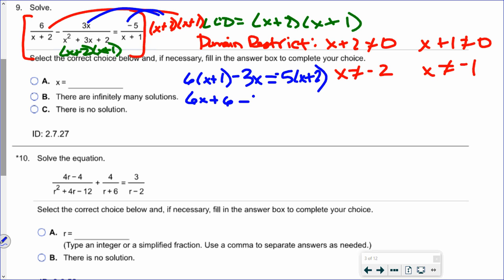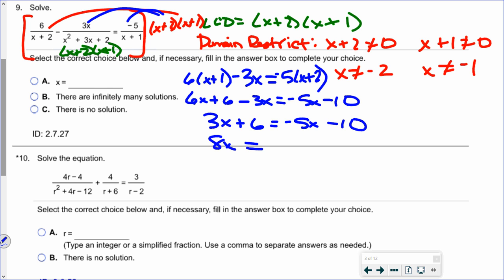6x plus 6 minus 3x is equal to -5x minus 10. So this is a 3x plus, or I'm sorry, that's a 9x plus 6 is equal to a -5x minus 10. Nope, I had it right the first time, Yoder. 3x plus 6. So now what do we do? Add the 5x over, 8x, subtract the 6 over, -16, x is equal to -2.